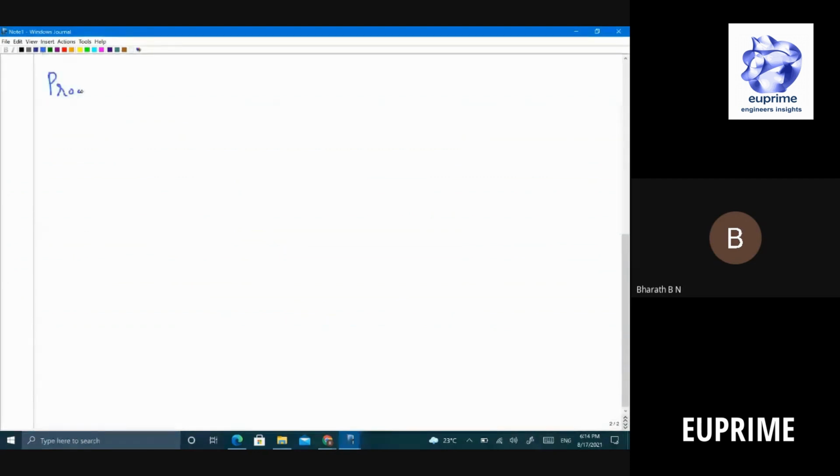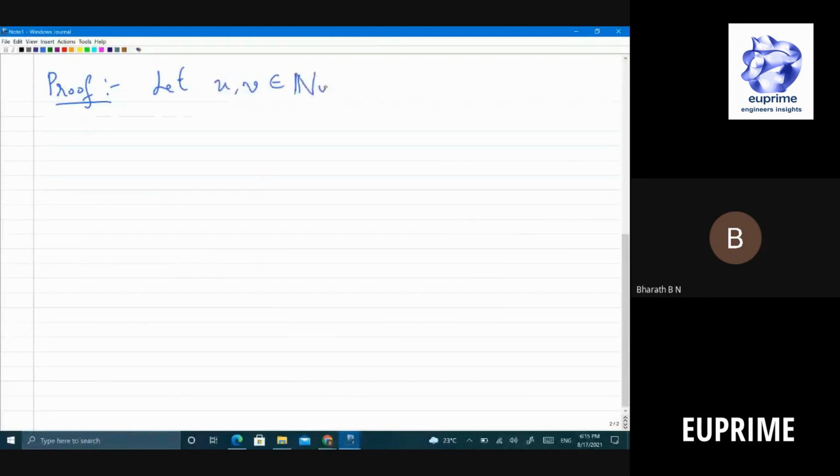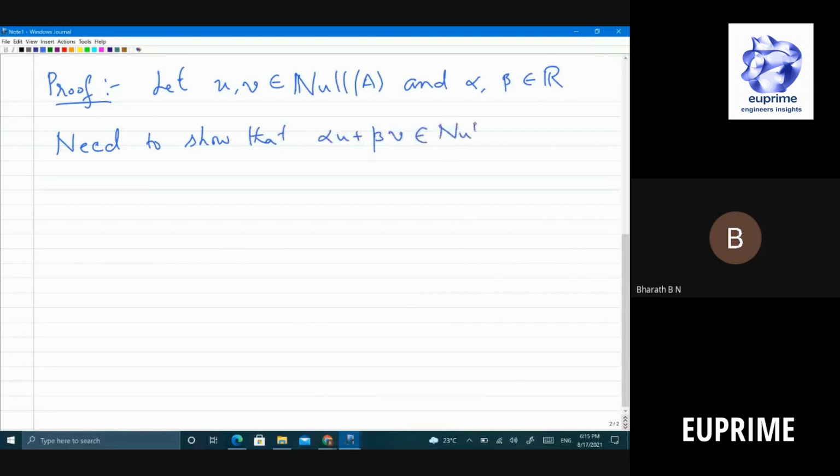Proof. You take any two vectors and two numbers, right? Let's say u, v belong to null of A and alpha, beta belong to R. You take two numbers and two vectors. Need to show that the linear combination, that is alpha u plus beta v, belongs to null of A. That's all I have to show. Now, can somebody think of a proof? How do you prove that this is true?